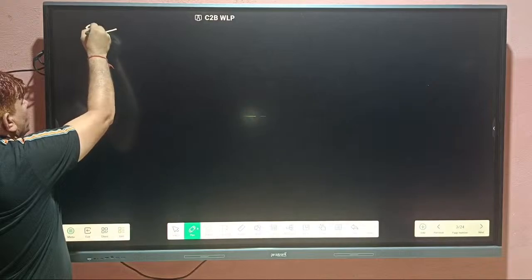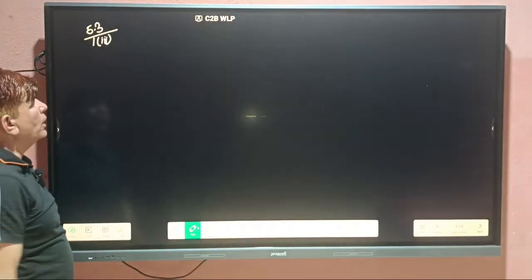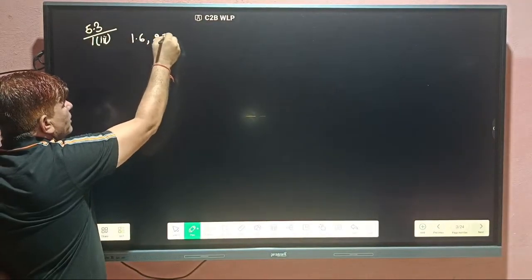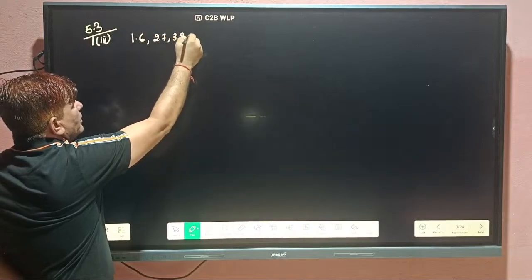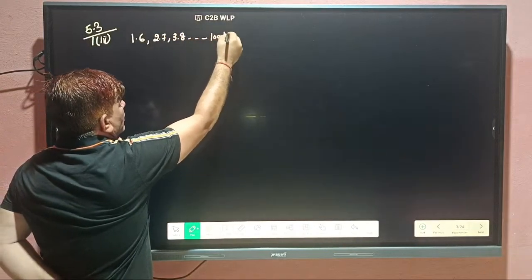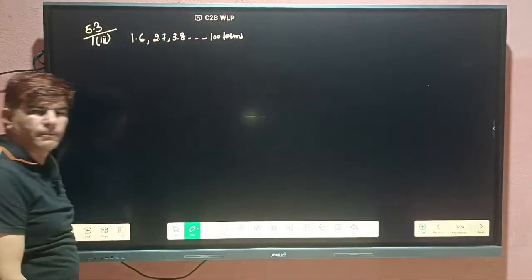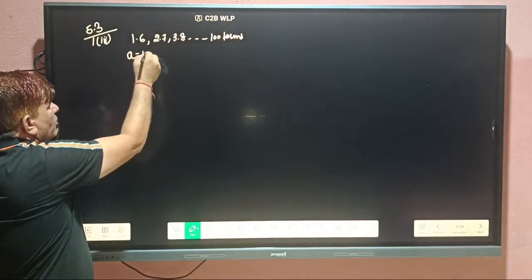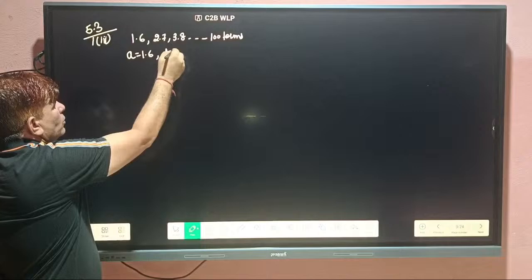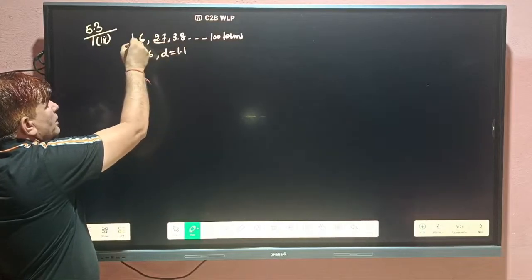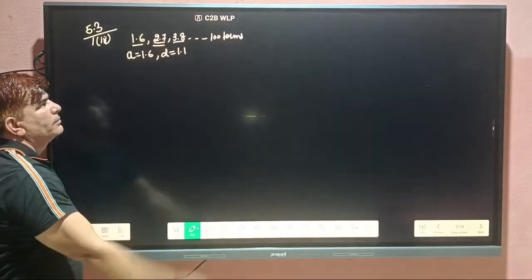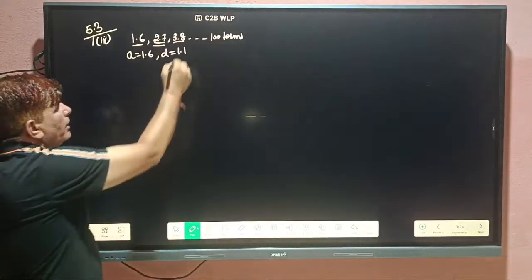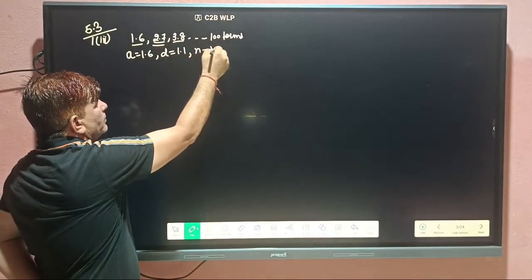Exercise 5.3. What's given? 1.6, 2.7, 3.8. How many terms? 100 terms. So first we have to write what is A. A equal to 1.6. D equal to 1.1, this minus this, or this minus this, 2.7 minus 1.6, 1.1. N is what here? 100.